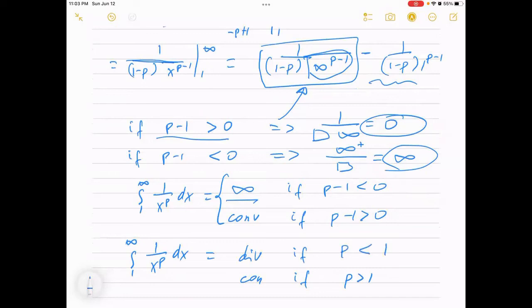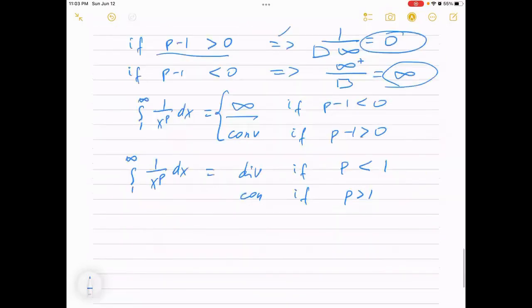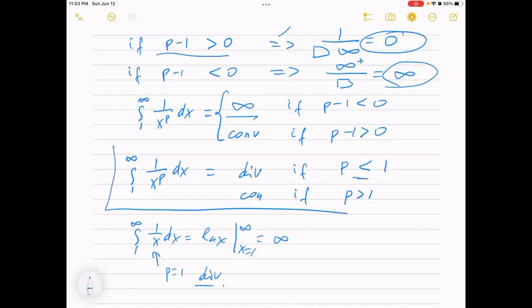We already did an example a minute ago. Then we considered the integral from 1 to infinity of 1 over x dx. That is ln of x, x from 1 to infinity, we know that's infinity. So when p equals 1, which is this case, it's going to be divergent. So when p is less or equal than 1. So that's what we noticed about the integral.